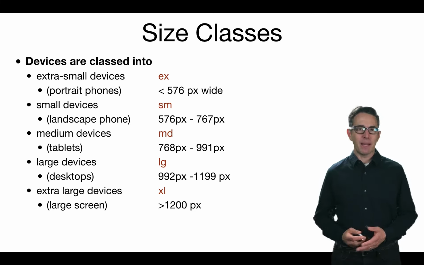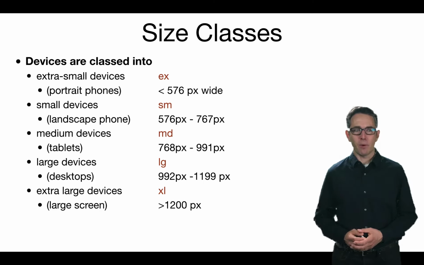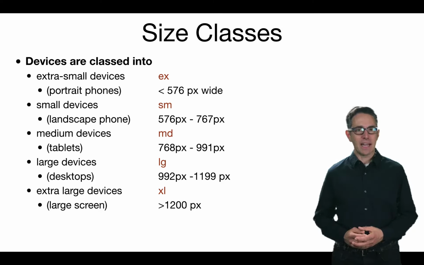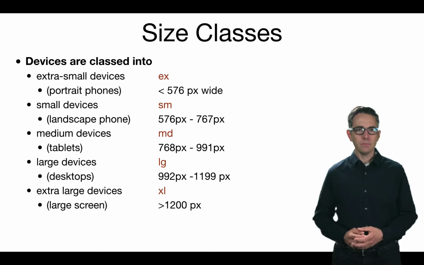A small device might correspond to a landscape phone device. That would correspond to viewports that have between 576 and 767 pixels available. A medium device like a tablet has 768 to 991 pixels available. A large device has 992 to 1199 pixels. And then an extra large device is anything 1200 pixels or greater.